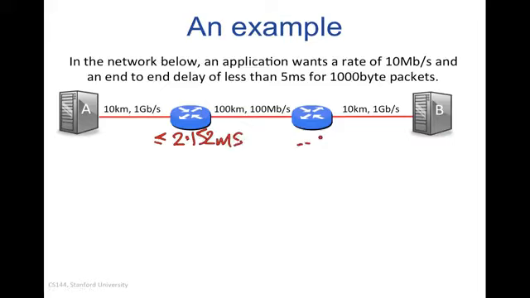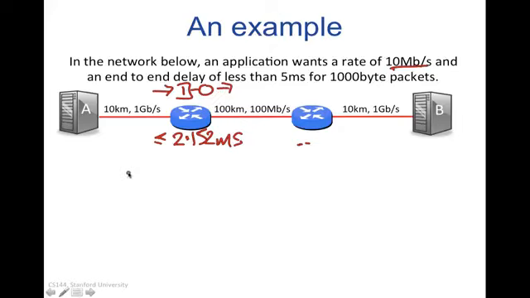Now, I know what the rate is of the flow. It's 10 megabits per second. So I know the rate at which the queue is going to be serviced. That's going to be 10 megabits per second. Now I'm trying to figure out how big B should be. How big should the buffer be?